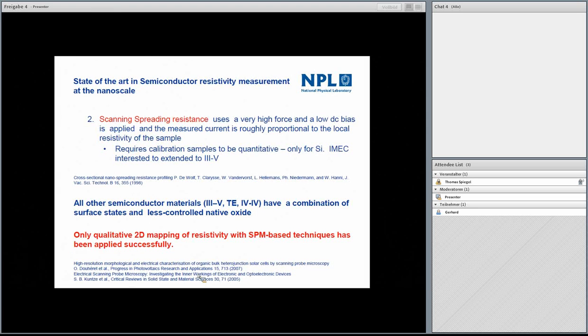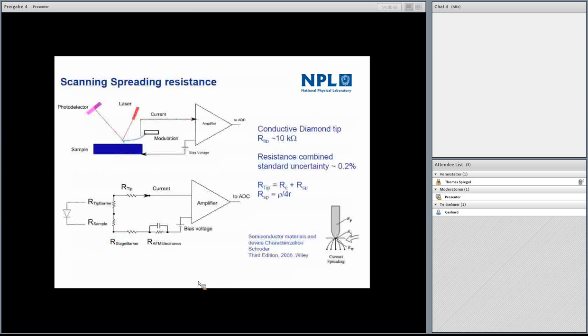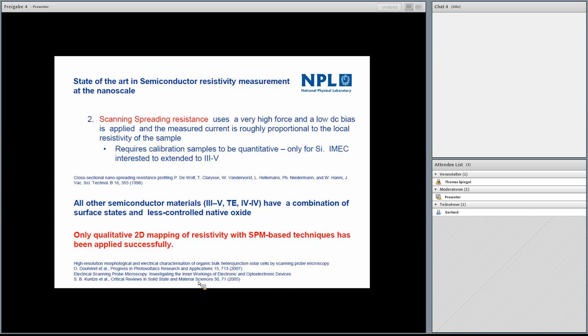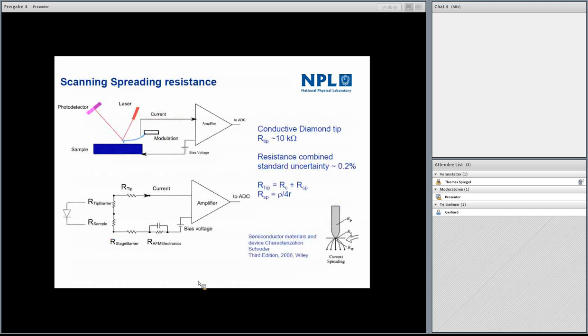So, you know, that's the fact for most of these new compound semiconductors that are used as promising thermoelectric materials. Nevertheless, we decided that we want to use scanning spreading resistance and current resistance because that's the most direct measurement. And the setup we used is described here with a little schematic.